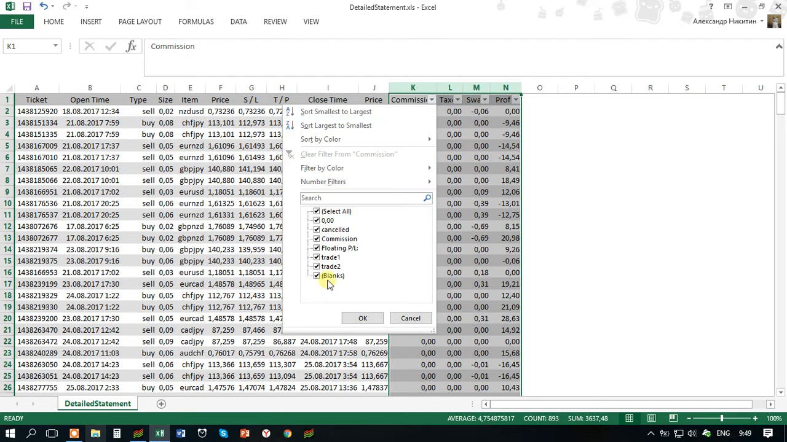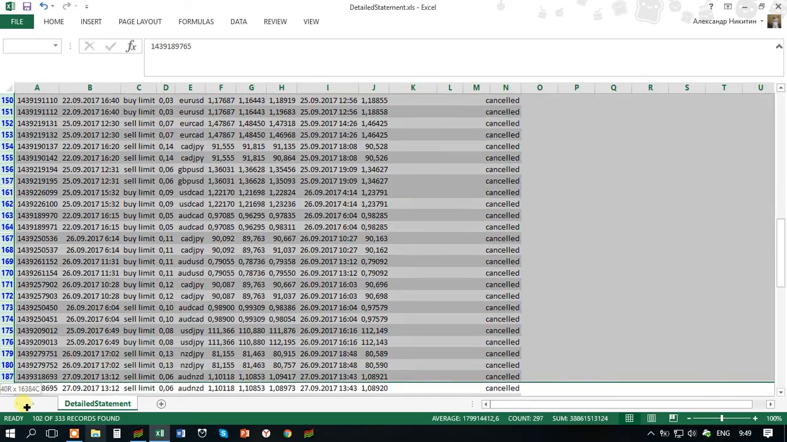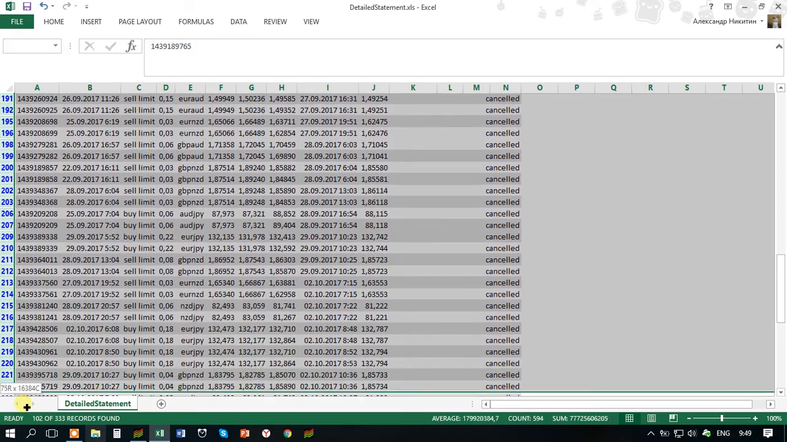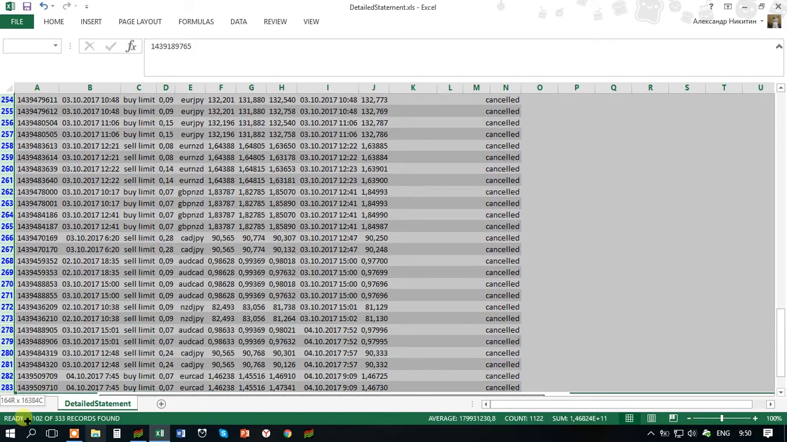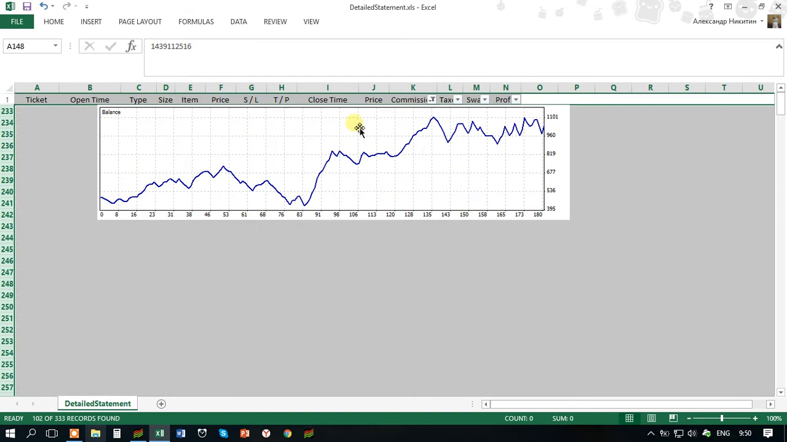Filter, go in here first and let me delete cancelled. We don't need them, yes? Cancelled trades don't have any impact on our statistics because they were cancelled. How many cancelled trades? Oh, you can see half of all the trades placed turned into cancelled.